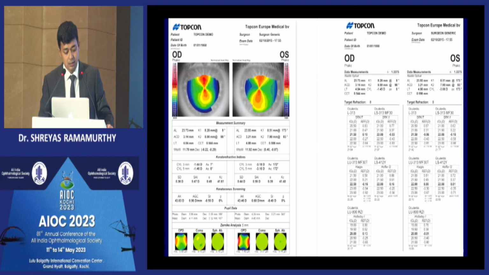This is just a sample printout of the Aladdin, where you get a reasonable normalized axial map. You also get the different keratoconus screening indices, the pupil data, Zernike analysis, all in a single image. And it's extremely useful in regular corneas as well as irregular corneas, in keratoconic eyes and post-LASIK eyes as well.